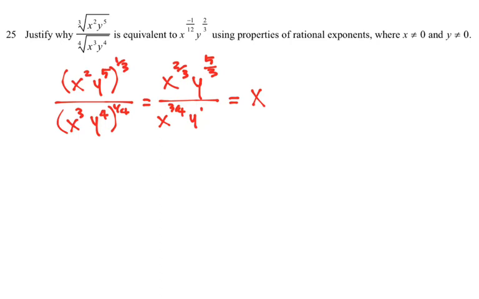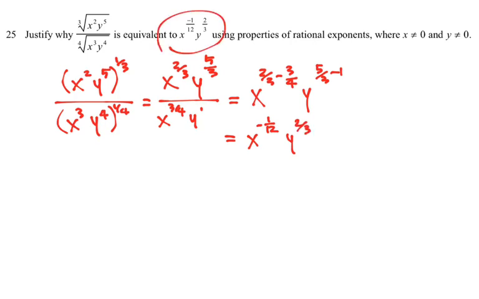And then between two x's, when we divide, we have to subtract the exponent. So x to the 2/3 power minus 3/4, and then in terms of y, 5/3 minus 1. Then we get to realize that x to the negative 1/2 and then y to the 2/3. That's why those two are equivalent.